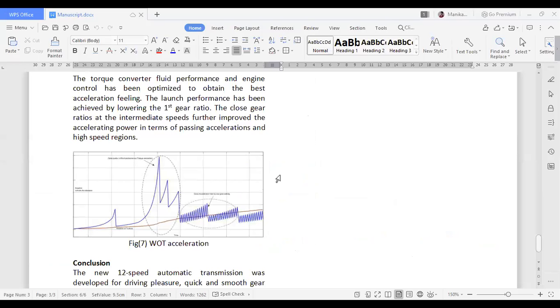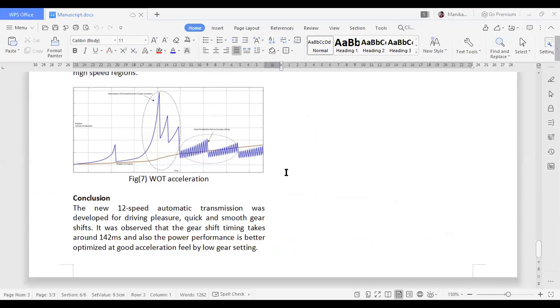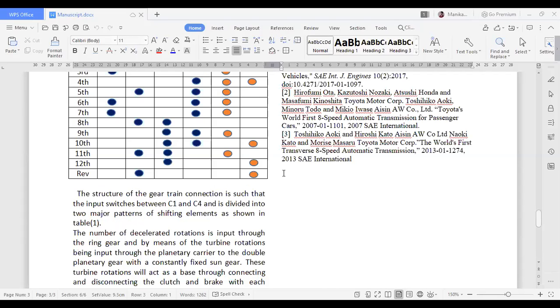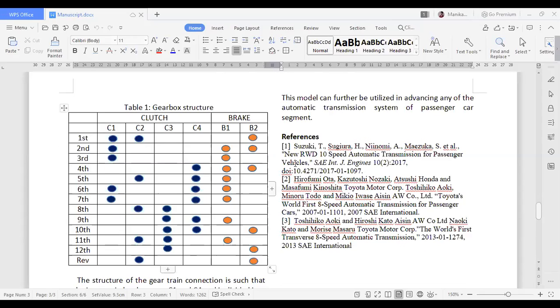The final conclusion of this mini project is that the new 12-speed automatic transmission was developed for driving pleasure, quick and smooth gear shifts. It was observed that the gear shift timing takes around 142 milliseconds, and power performance is better optimized at good acceleration feel by low gear setting. This model can also be utilized in advancing any of the automatic transmission systems of passenger car segments.